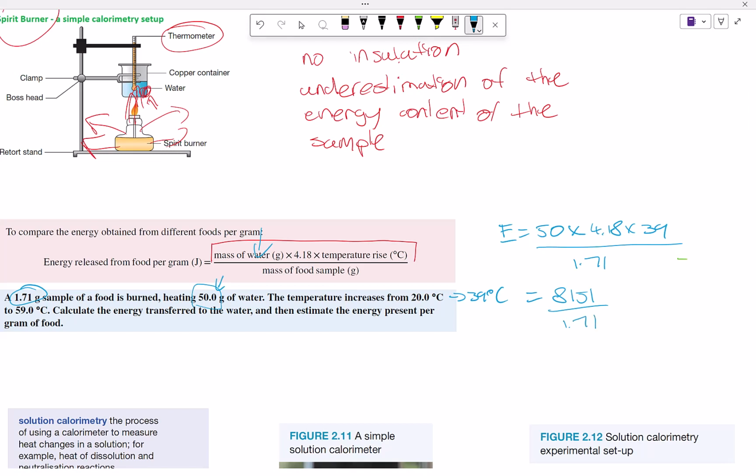If I want, I can convert that to kilojoules, which would be 8.15 kilojoules divided by 1.71. So my answer is going to be 4.77. Now remember, it was kilojoules per gram. I could also write the kilojoules as joules and that would be in the thousands, but that's one way to do it. That's how you can do that sort of calculation.